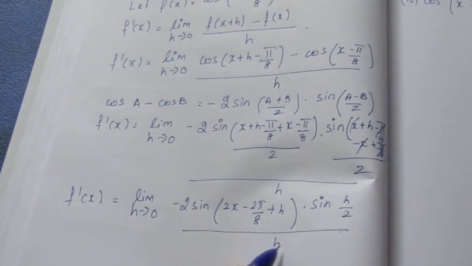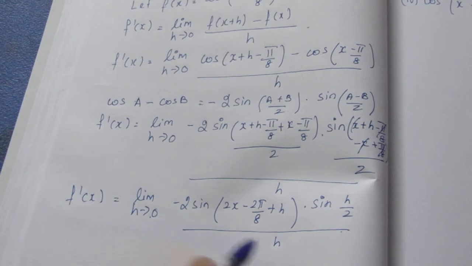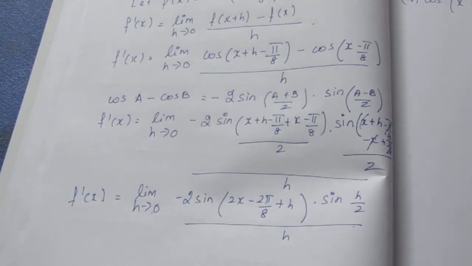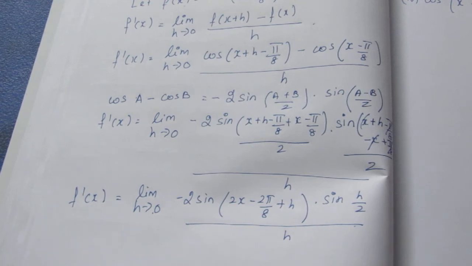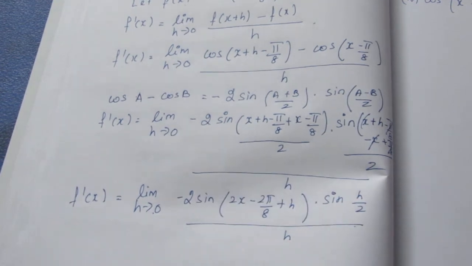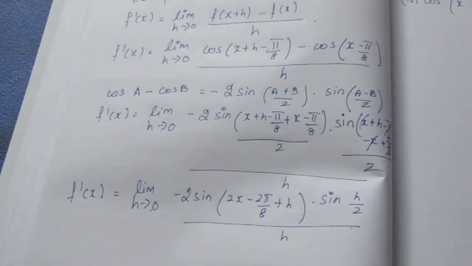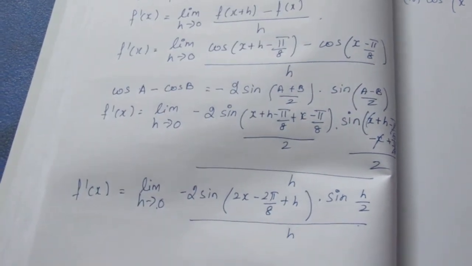But in the denominator, if we apply the limit value, it is 0. If we apply 0 here, the whole thing will become not defined, because the denominator is 0. So the whole question will become not defined. It should not be not defined, so we can't directly apply the limit value now. Further we need to solve it.